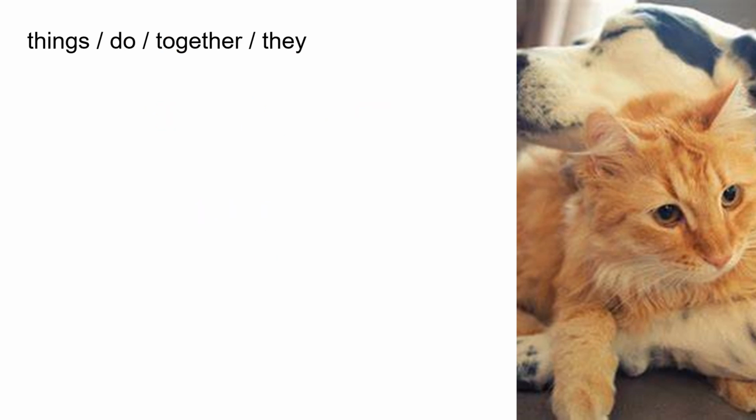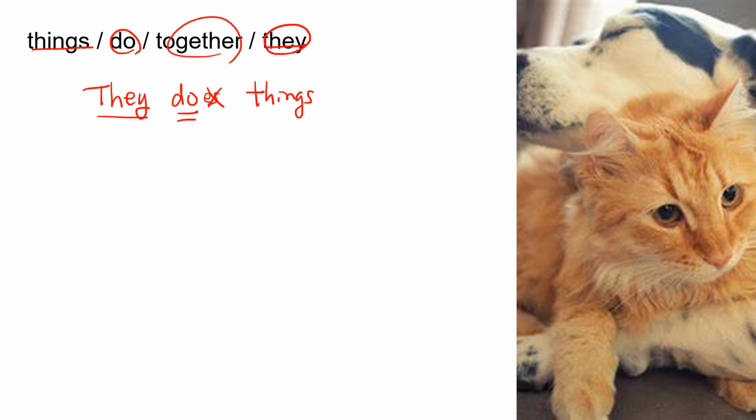The last one for today. Things and they. They is the subjective case, so we have to put they as the subject, and do is the verb. This is third person, but it's plural, so you don't put does. They do what? After do, we need an object. They do things, and then we need an adverb, together. They do things together.